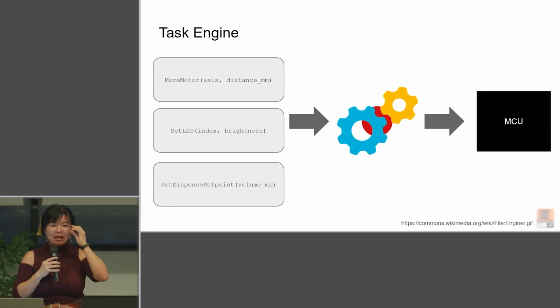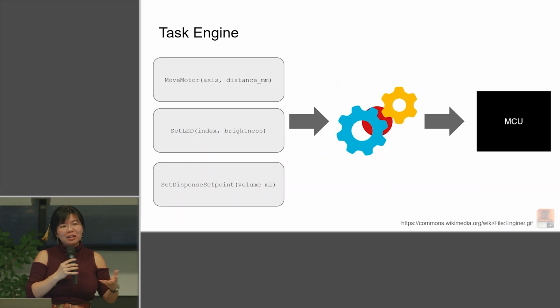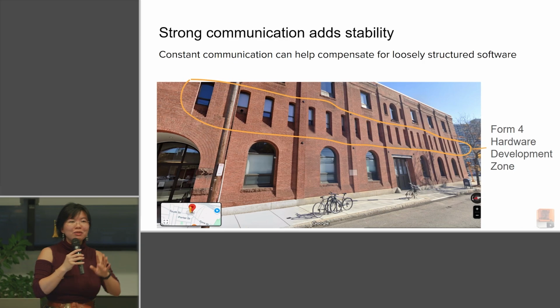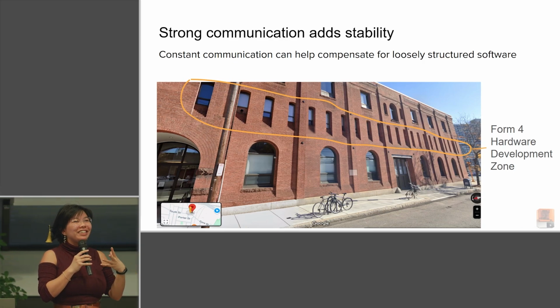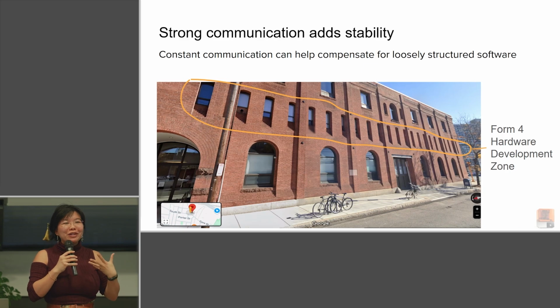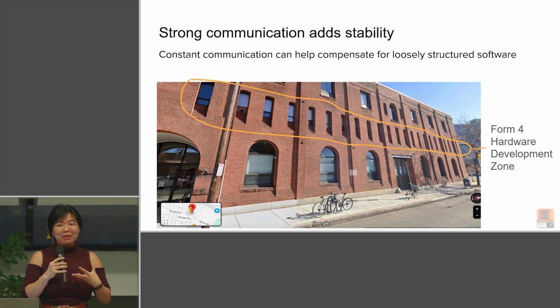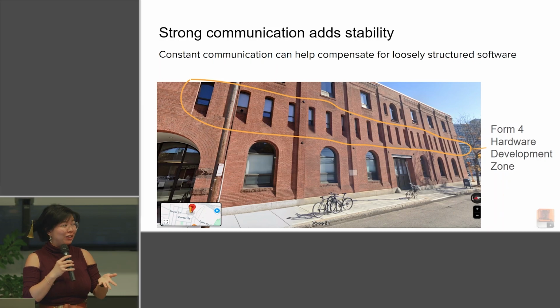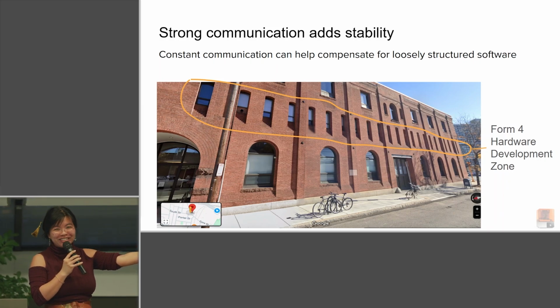But because of that, it was very easy during development to just break other people's code. But it was kind of okay. So basically, when we were developing Form 4, all of the hardware development happened in one room in headquarters. This is headquarters in Somerville, Massachusetts.